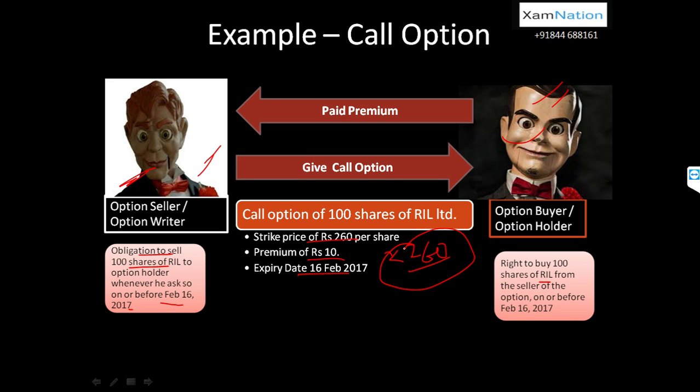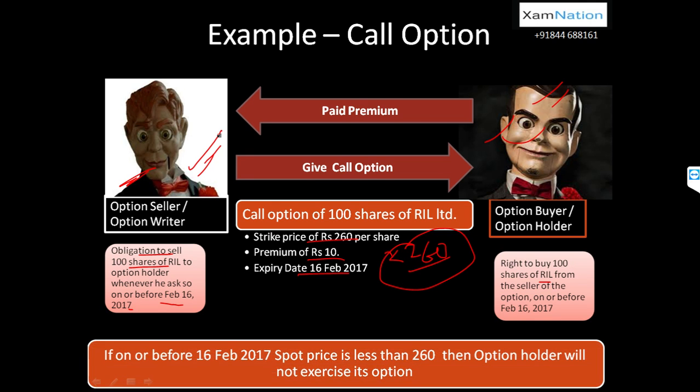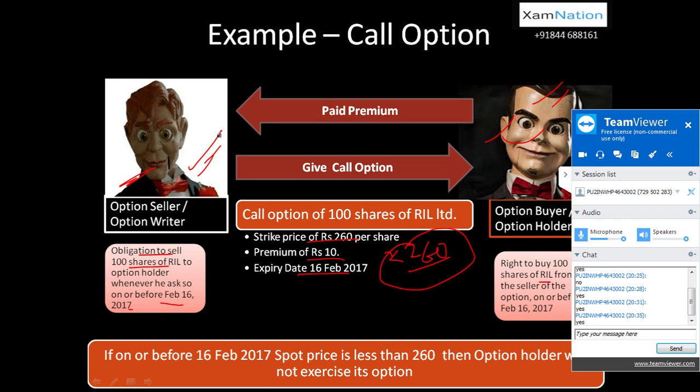On the other hand, if the spot price in the market is more than 260, let's say it is 300, in that case he will definitely exercise his option, because in the spot market the price is 300, and he can buy the Reliance share at the rate of rupees 260. So he is earning 40 per share. Okay, this is a call option example. If on or before 16 Feb 2017 the spot price is less than 260, the option holder will not exercise his option. On the other hand, if it is greater than 260, he will exercise the option.